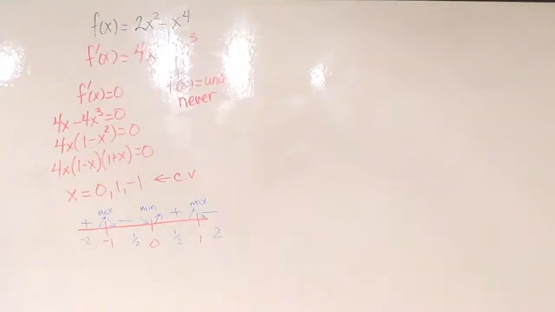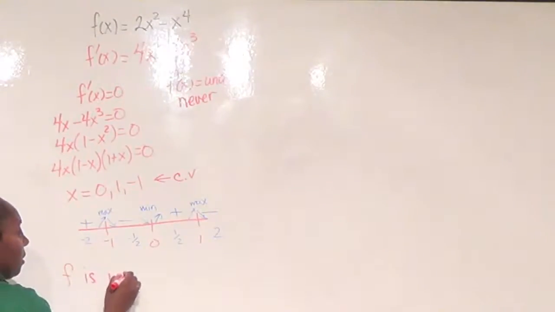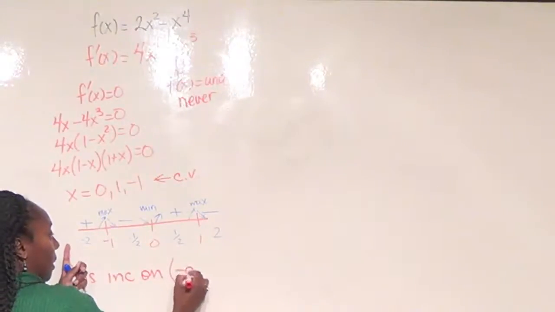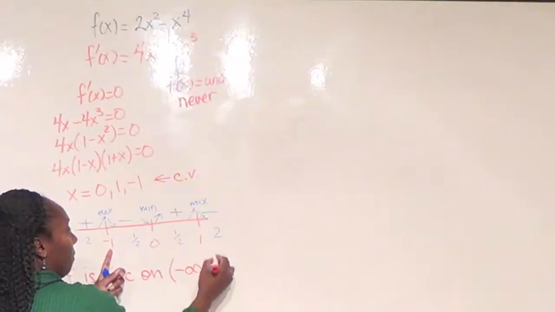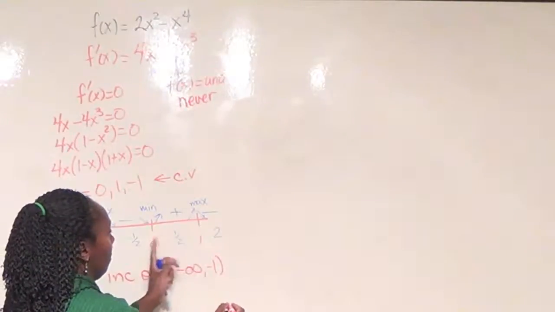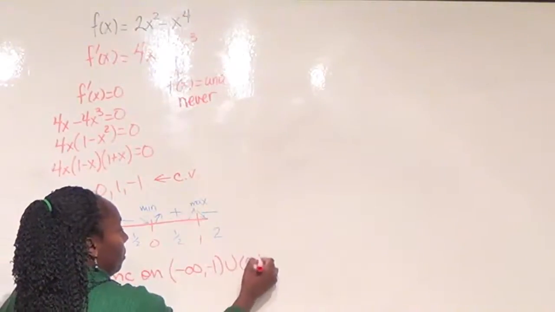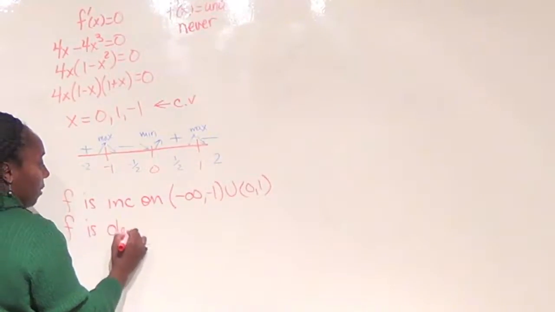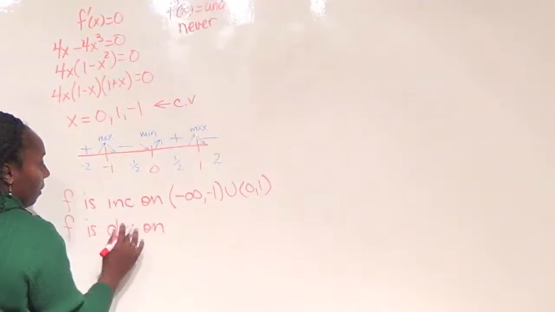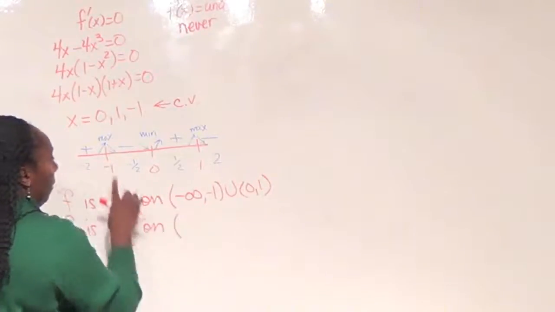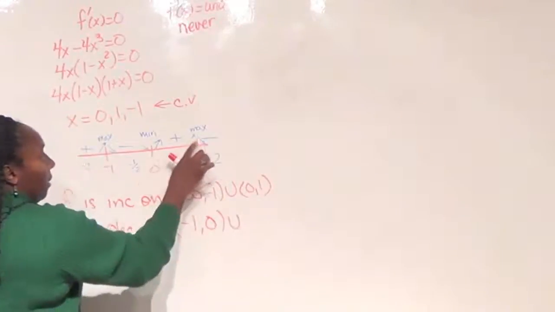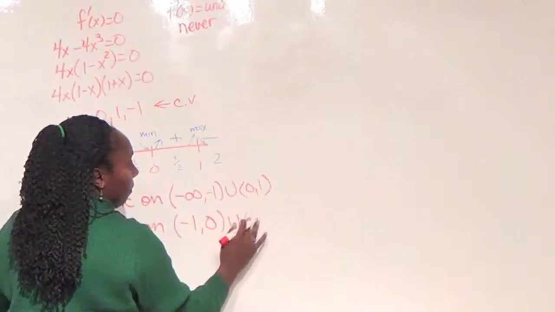So, looking at our information, this says that f is increasing on the intervals from negative infinity to negative 1, and again from 0 to 1. F is going to be decreasing on the interval from negative 1 to 0 and from 1 to infinity.